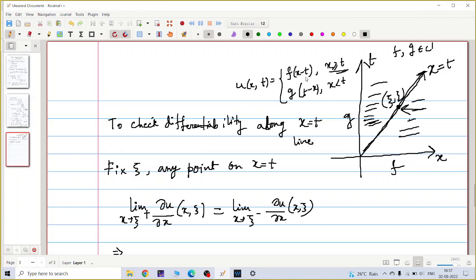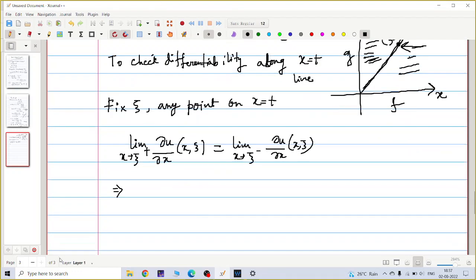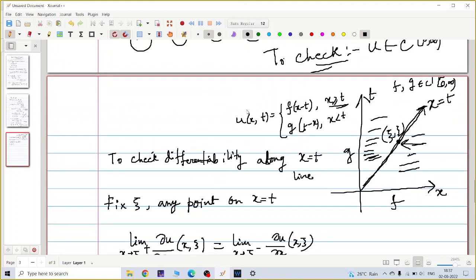So x greater than xi means it is f, and f is differentiable, I know, because f and g give us C1 functions on 0 to infinity. So del u del x is f dash. The limit as x tends to xi plus of del u del x is f dash of x minus xi, because u is f of x minus t. So del u del x is f dash of x minus t.